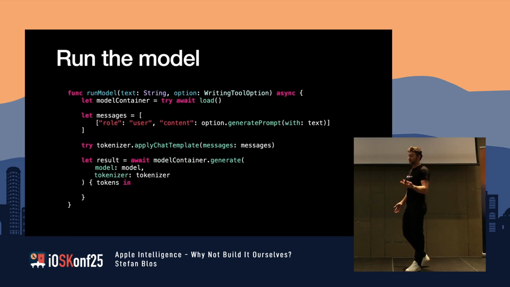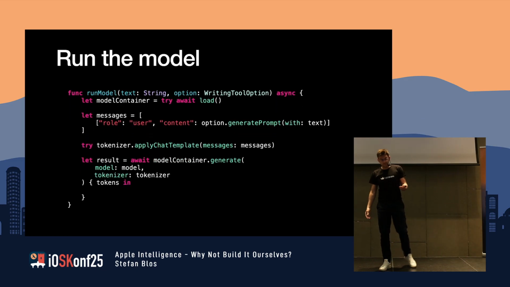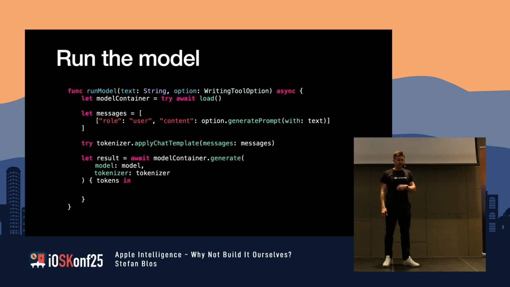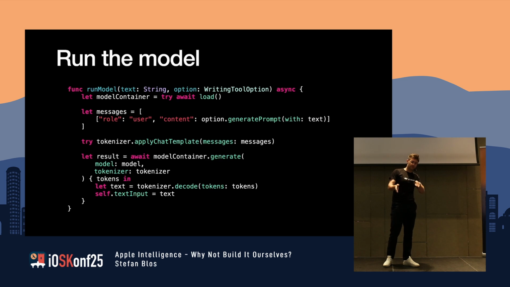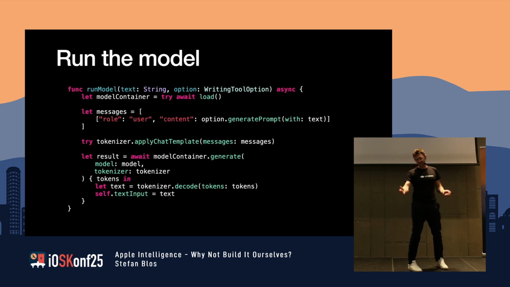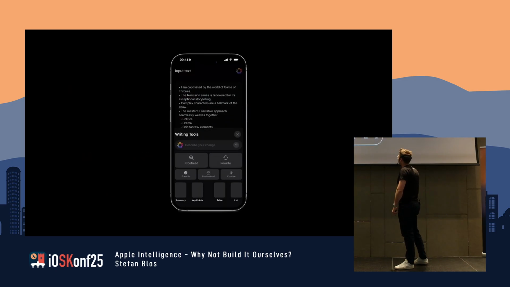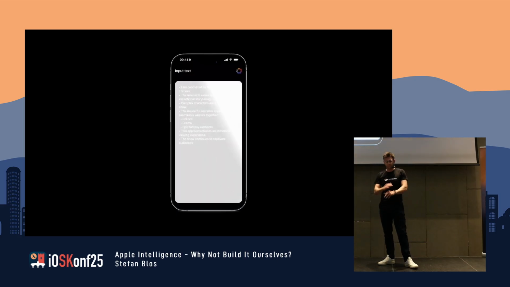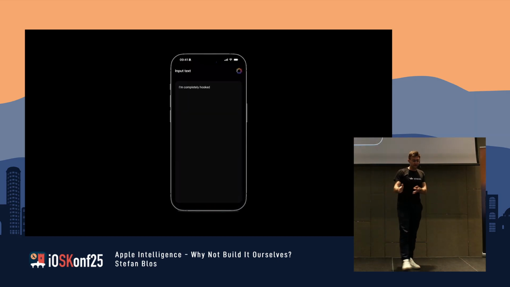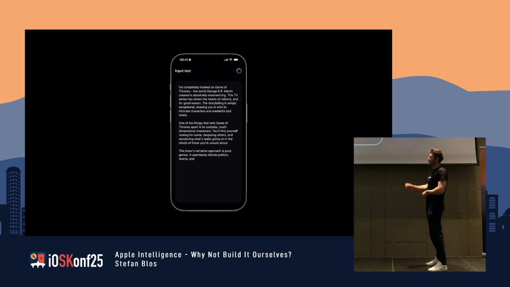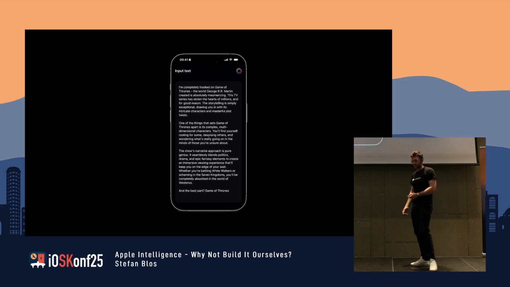And then we use the model container to generate a result with the model and the tokenizer. We take the result, we decode it, so we take the numbers and put them back into characters and strings, and we assign it to the text input. And this is how this looks then. You've already seen this. We have a list of points, and we can actually change the tone of this to sound more friendly. We give this to our model, and it will generate a more friendly version of the bullet points that we have just entered. So this is quite nice.